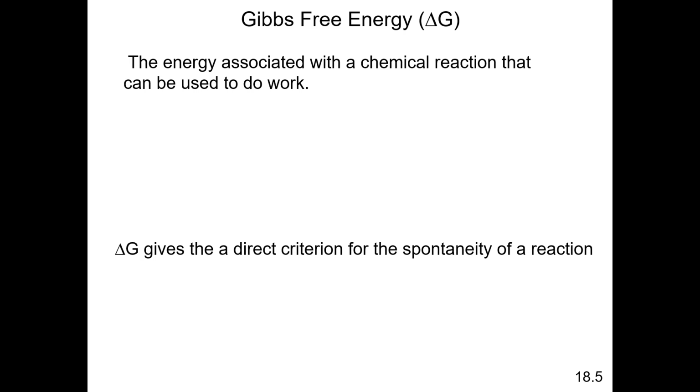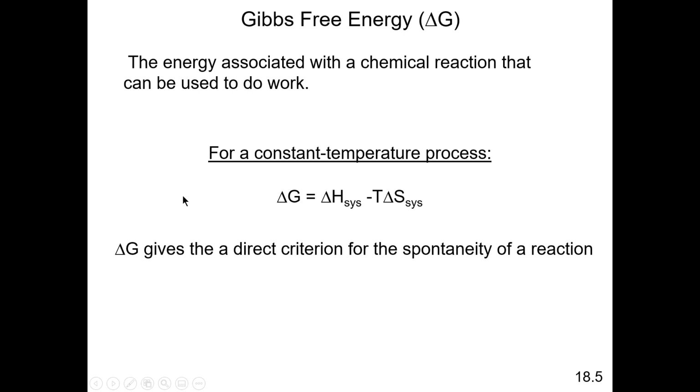It turns out that this particular state function, Gibbs free energy, is very useful for predicting spontaneity. But let's define what we mean by it first. Here's a definition: the energy associated with a chemical reaction that can be used to do work. And there's an equation for the Gibbs free energy, shown right here, for a reaction whenever the temperature is constant. This is the definition, mathematically speaking. Delta G is equal to the enthalpy change of the system minus T times the entropy change of the system, right?